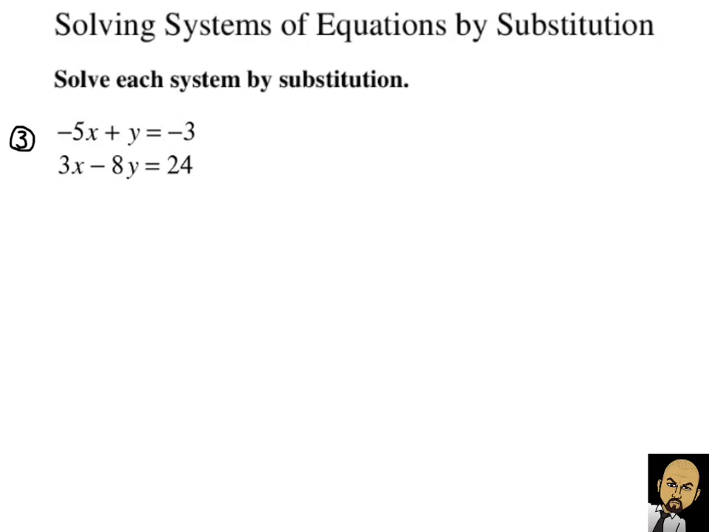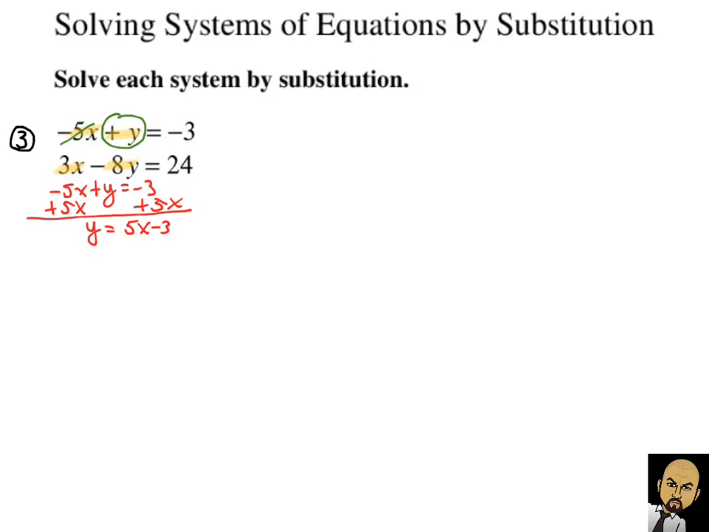Number 3 is a little bit different. As you can see, there is no equation solved for either x or y. But if you look at the coefficients for every term, you see that the y has a coefficient that is positive 1. So that should give you a clue that we want to eliminate negative 5x and solve for y. And so we're going to take that equation and we're going to add 5x to both sides. When we add 5x, that's going to isolate the variable y, and we're going to end up with an equation of y equals 5x minus 3, which is equivalent to that original equation.